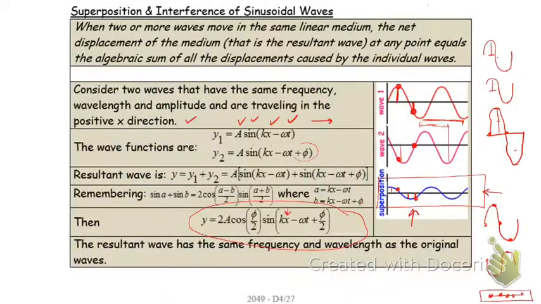The resultant wave has the same frequency as the original waves, and I know that because omega has not changed. Okay, the same frequency. As for the maximum, well, it depends on the situation. You can't say that.